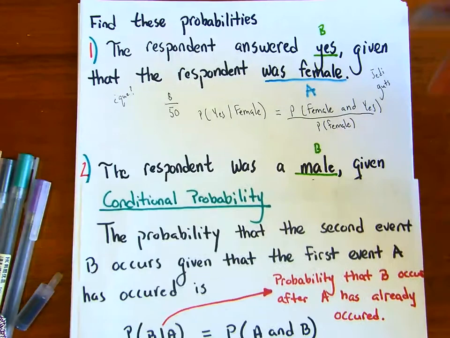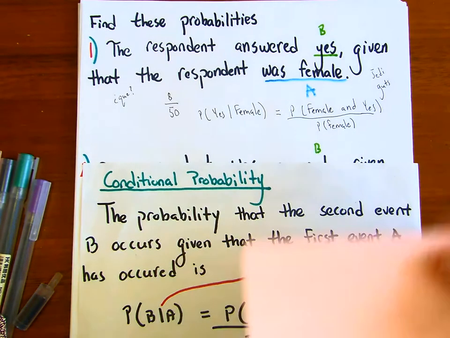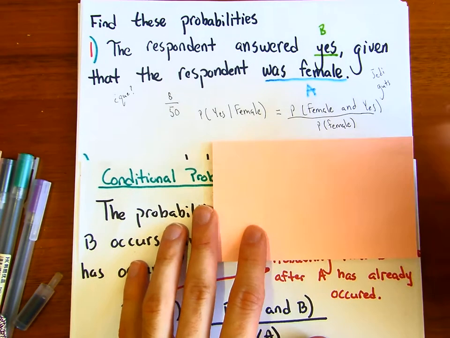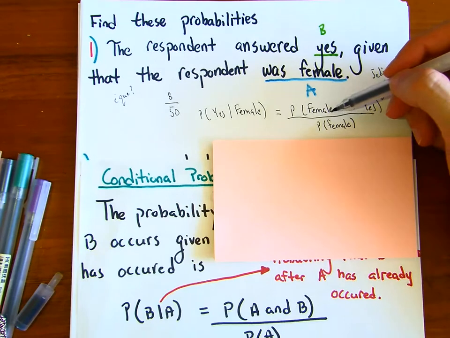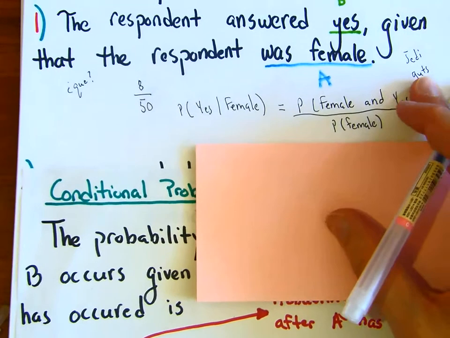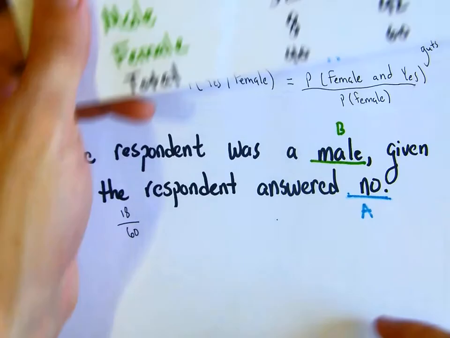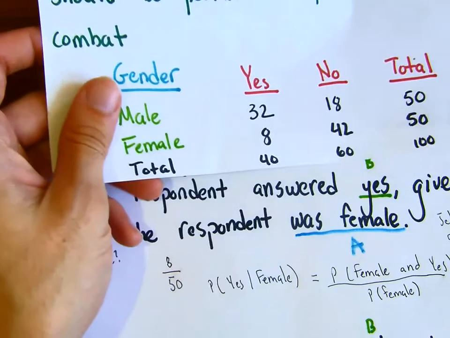Okay, so now here, and please be patient. It will click. I just need time. So let's take a look over here. What is the probability of female and yes? So let me fix the camera angle a little bit, and let's take a look at this. Probability of female and yes. How many females?